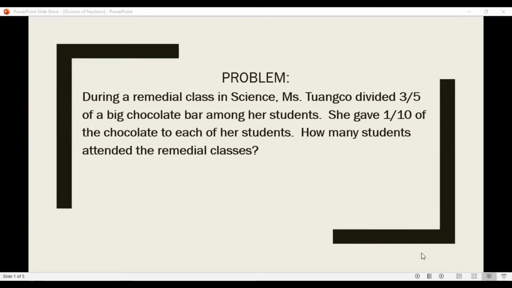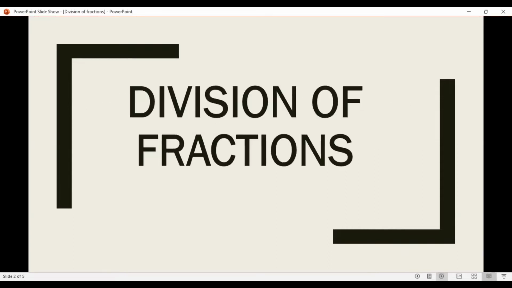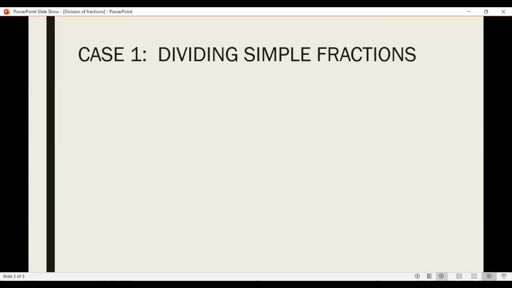So this is actually a problem that involves division of fractions. For now, we are going to discuss how to divide fractions. We will start with dividing simple fractions. So when you divide, for instance, we have 3 over 7, and we are dividing this by, let's say, 15 over 35.